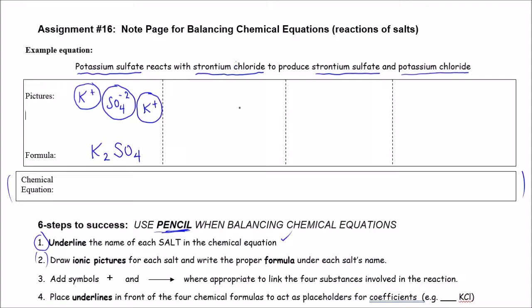Strontium chloride is next. Strontium is Sr with a +2 charge. Again, you find it on your periodic table. Chloride is Cl with a minus. And you can see I have 2 positives, 1 negative. Requires a second negative to make it a proper formula. SrCl2.